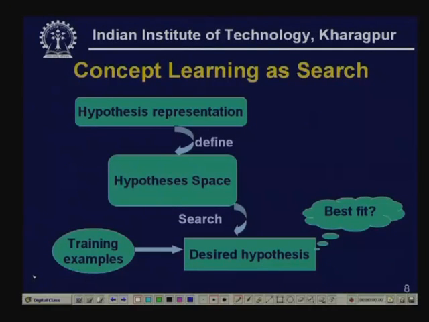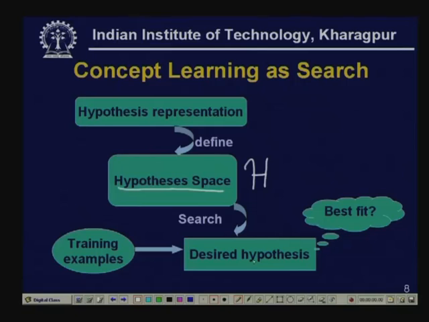Now, the concept learning problem is schematically represented in this figure. We decide on a hypothesis representation, which defines the hypothesis space H. The way that we represent the hypothesis defines the hypothesis space. We will talk a little bit about this presently. Our objective is to find the desired hypothesis by searching this hypothesis space.